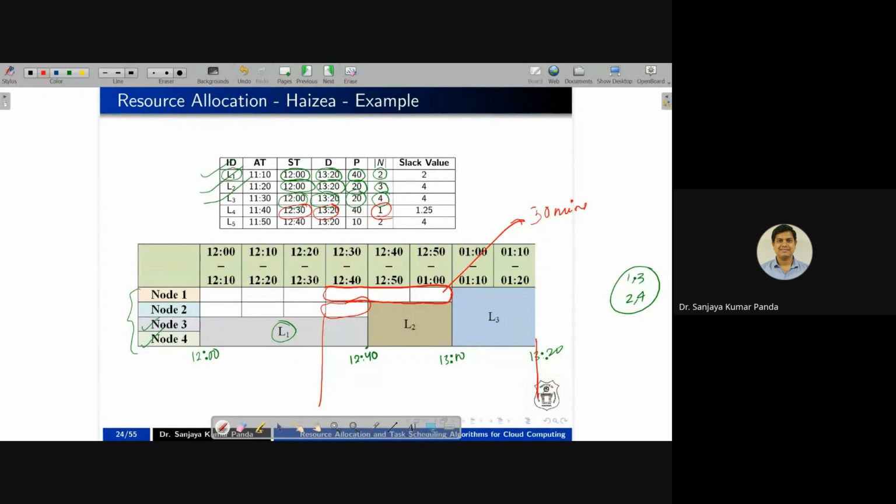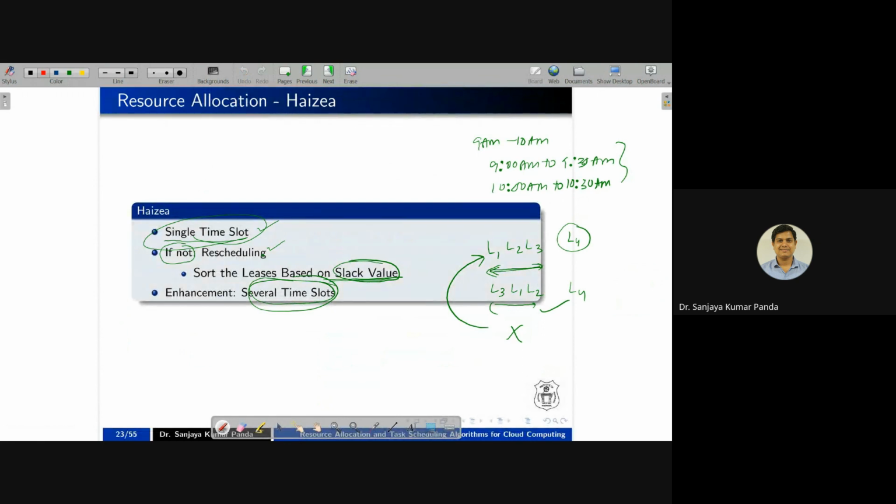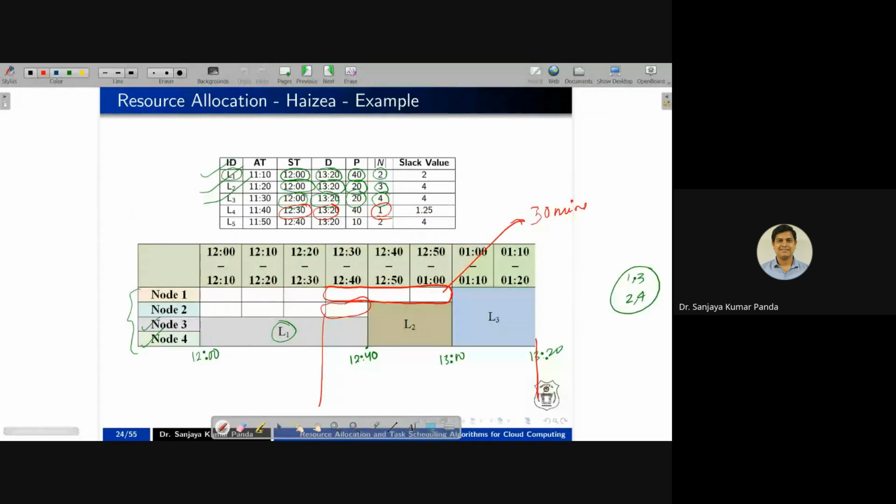So what does this algorithm suggest? It says to find a single time slot. But for L4 there is no single time slot. So if there is no single time slot, you can go for the process of rescheduling. Rescheduling means whichever leases were assigned before, you have to perform rescheduling. So what are the leases assigned in that particular period, 12:30 to 13:20? You can see L1, L2, and L3.